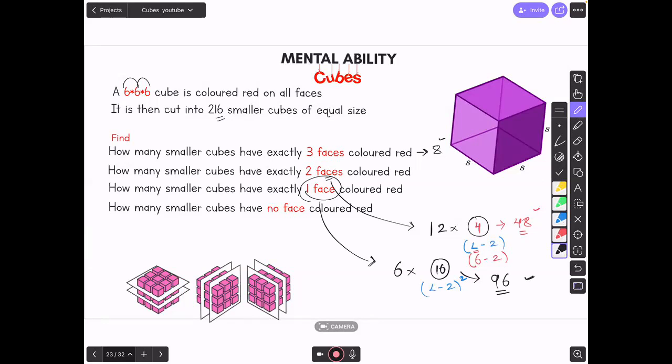And no face colored red, again there is a formula for this. It's a 6 by 6 by 6 cube. So what you will do here is minus 2, minus 2, minus 2. So 6 minus 2, 4 into 4 into 4. 64 cubes will be there inside, which you cannot see from outside, having no face colored red. And that's how you find it out.